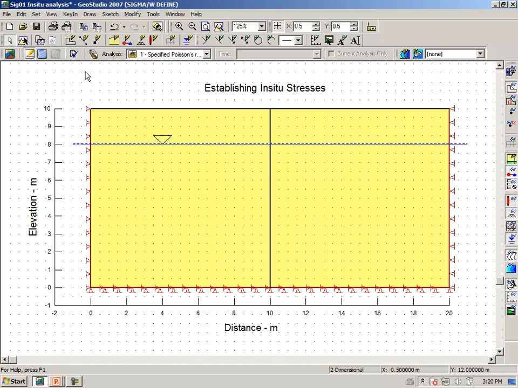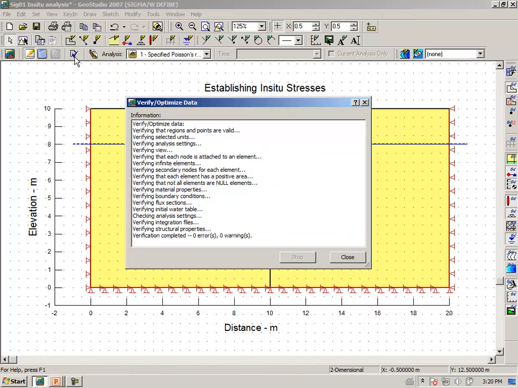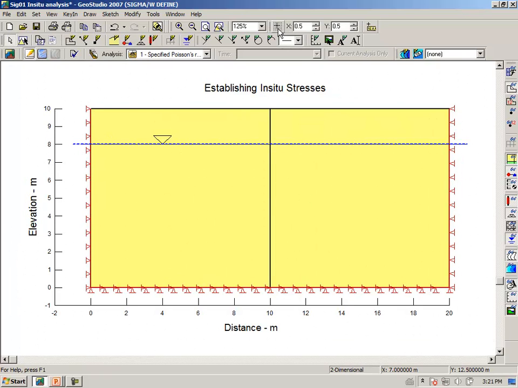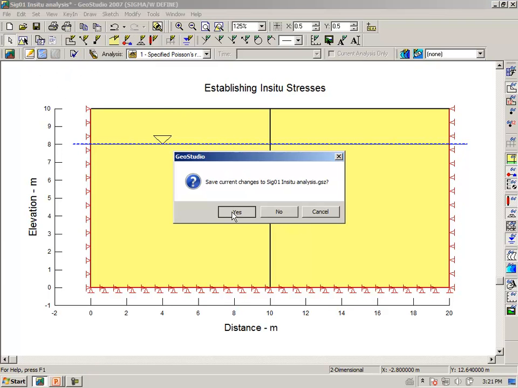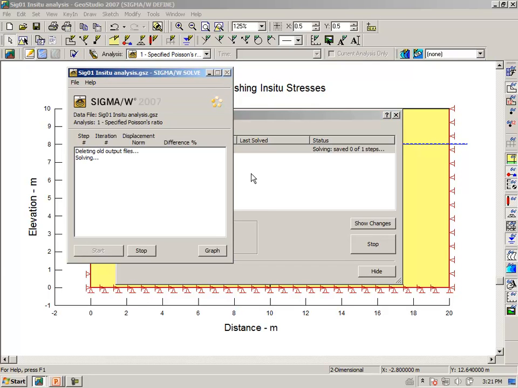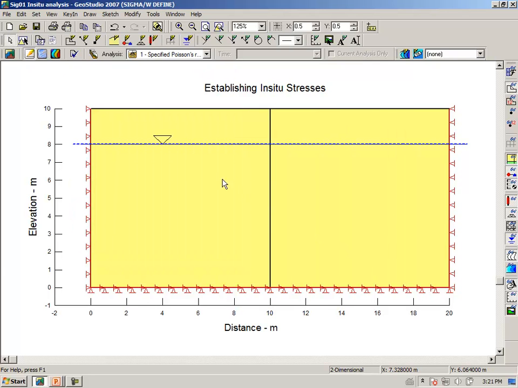At this stage, we can check on our Verify Optimize icon, and it's saying that there is sufficient information provided to make some calculations. We can click on our Solve icon, save the problem, and click on Start. And now go to our results view.